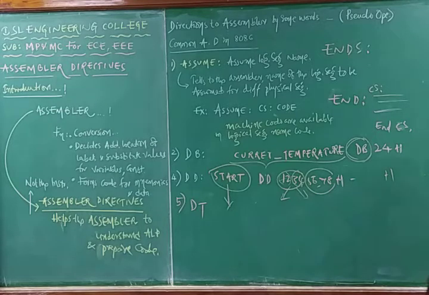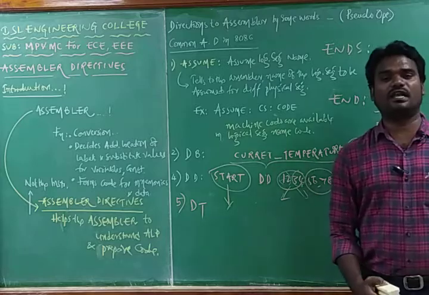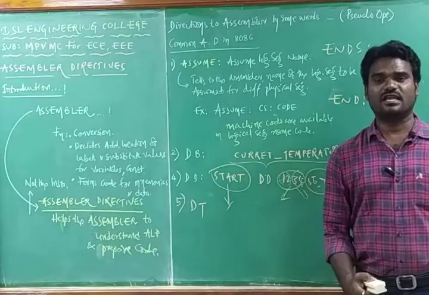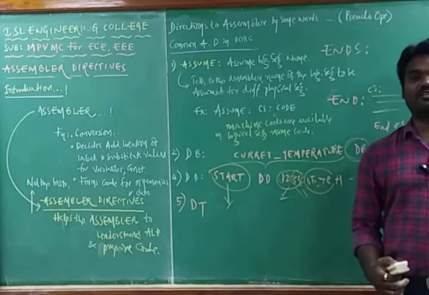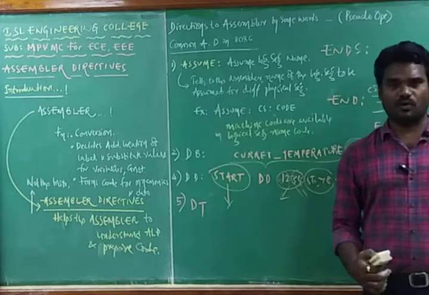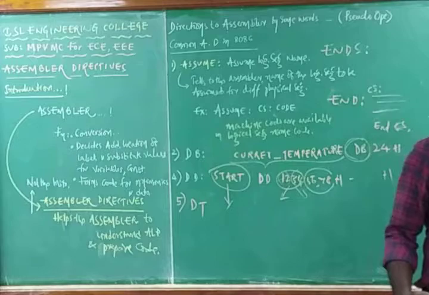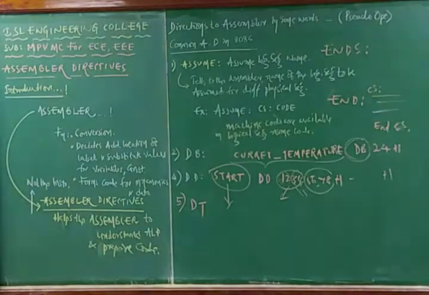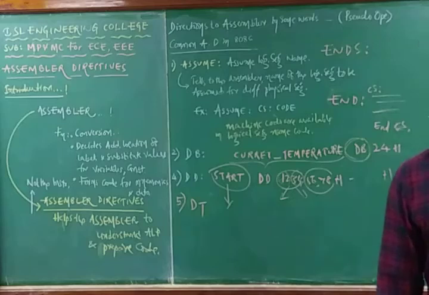Simply you should know that assembler directives are short forms of English words, and they are not instructions; they tell the assembler to understand the assembly language program and prepare the proper code for it. And an assembler is a program which converts the assembly language into the machine language. In tomorrow's class we are going to study the remaining part of the assembler directives. Thank you.